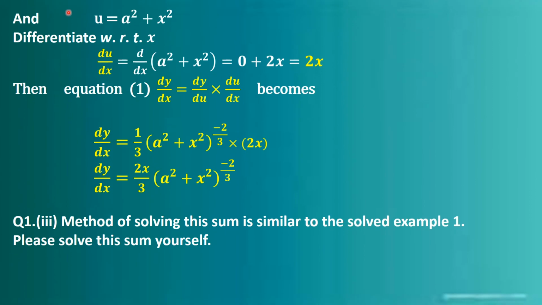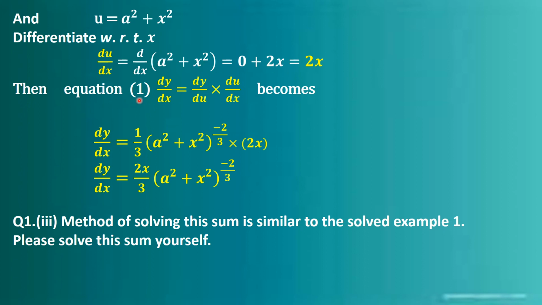Now u is equal to a square plus x square, so we will differentiate with respect to x. So du by dx is equal to d by dx of a square plus x square. And we know a square itself is completely a constant, so its derivative is 0. And x square's derivative will be 2x.